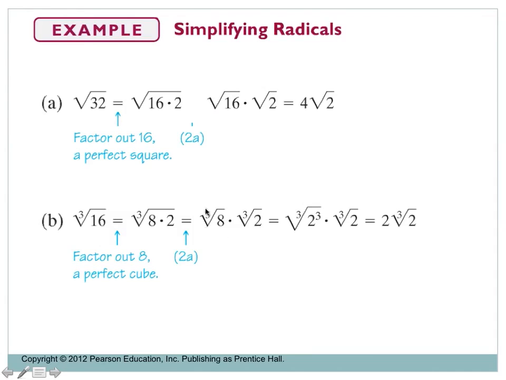Now if you recall, cube root of 8 is just 2, so that's where this 2 comes from, and then we're just left with 2 cube root of 2, because this part is left over. There's nothing we can do with this. So your answer there is 2 cube root of 2. This one looks a little messier. You do need to write this 3 next to your root so that you know you're taking a cube root, not a square root.